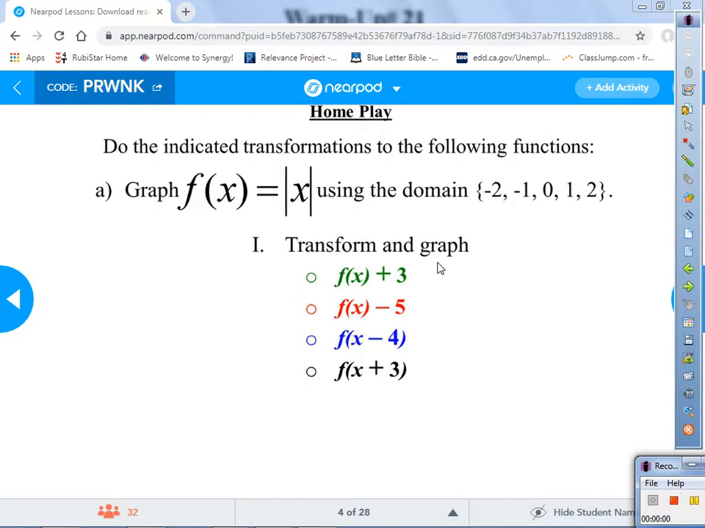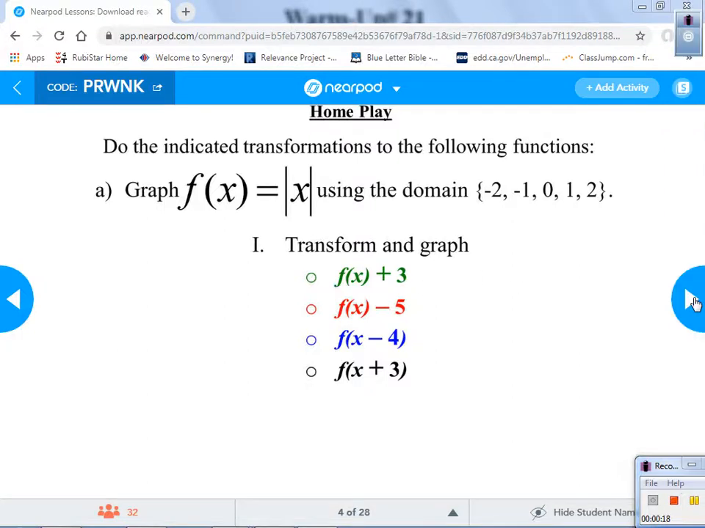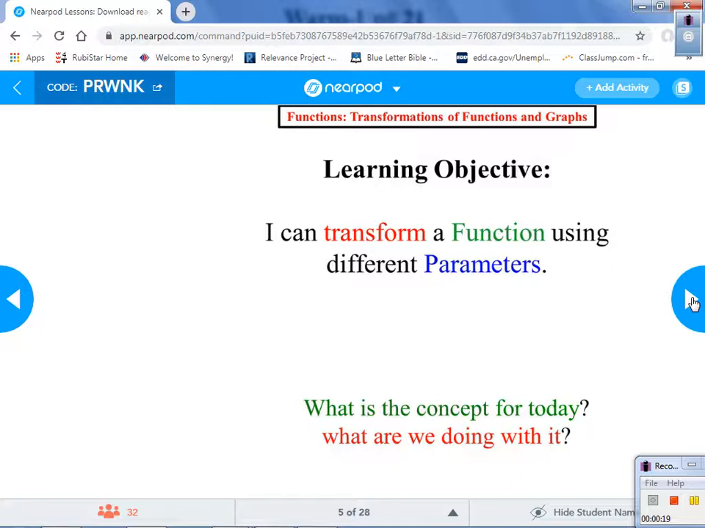All right, so your homework once again, you need to graph g of x equals the absolute value of x using the domain -2, -1, 0, 1, 2, and you're doing that in pencil. The transformations, make sure you do those in pen with different color indicators there. Okay. So with that said, our objective for today is I can transform a function using different parameters. Once again, I can transform a function using different parameters.